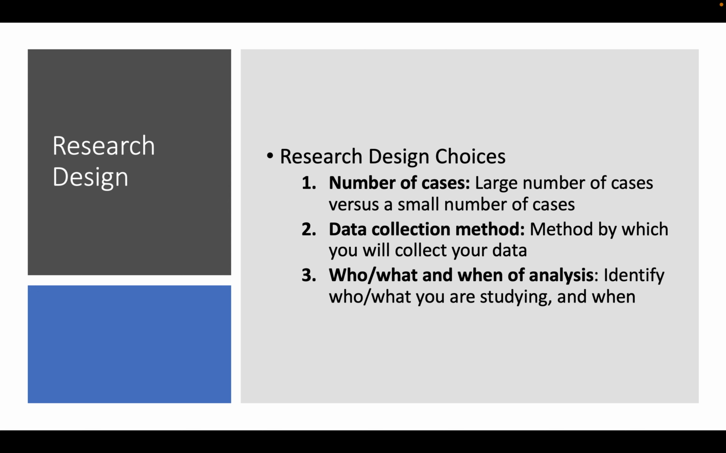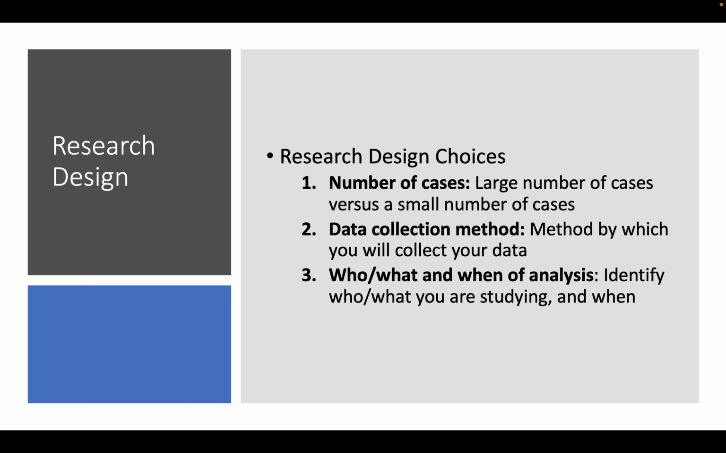There are a number of choices involved in a research design. We have to consider, first of all, the number of cases or data points that we are going to analyze. Are we going to have a large number of cases or a small number of cases? We'll provide examples of this as we go along. Another choice is data collection method. How are we going to go about collecting the data? Are we going to do it ourselves? Are we going to rely on some other data collectors to give us the data?